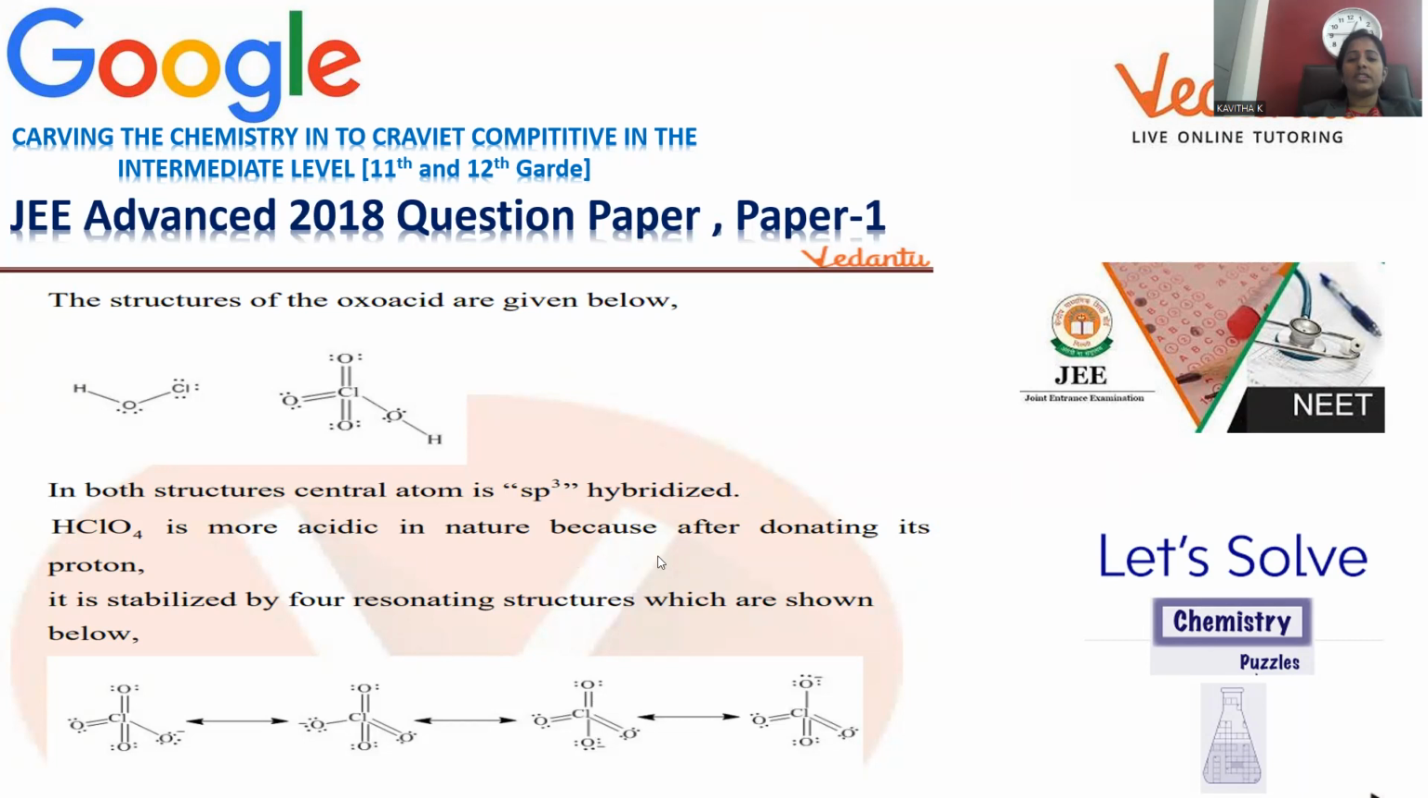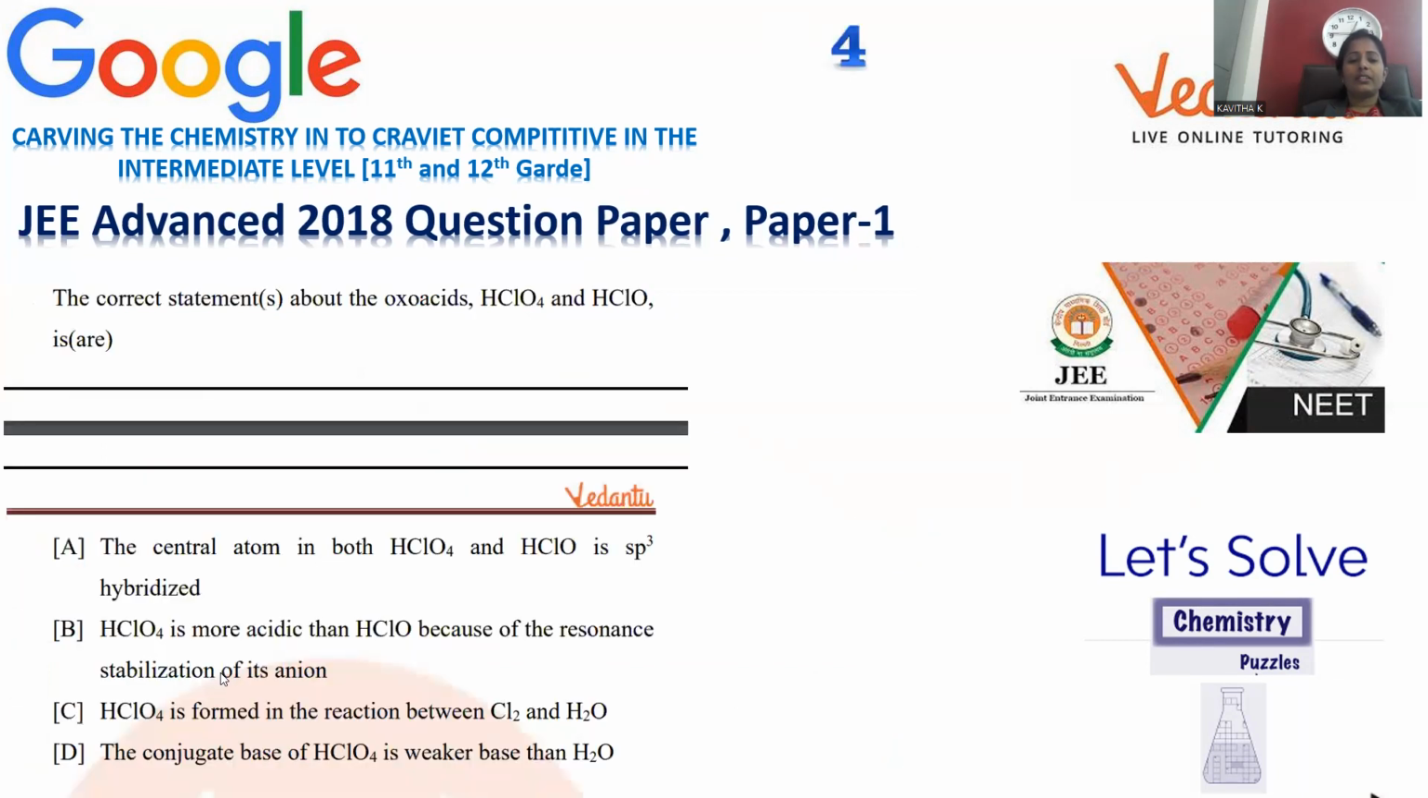HClO4 is more acidic in nature because after donating its proton, it is stabilized by 4 resonating structures. Whenever H plus is donated, we will get oxide, O minus. That O minus is highly stabilized by resonating structures. These 4 equivalent resonating structures are possible. Always the negative charge is shared among all 4 oxygens in equal manner, so that it is highly stabilized. It is a stronger acid. HClO4 is more acidic than HClO because of the resonance stabilization of the anion. That is also perfectly correct.